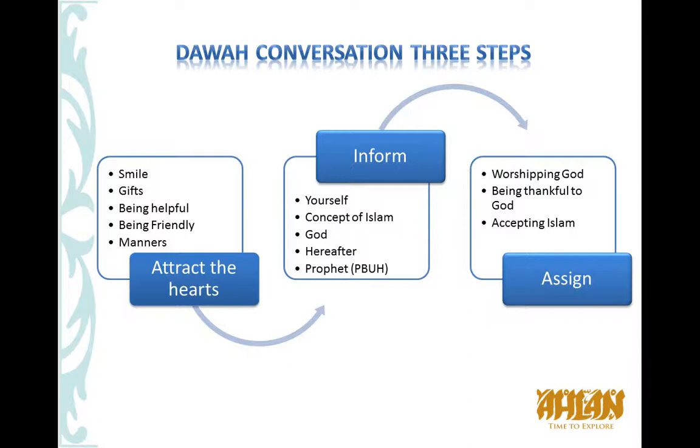These 3 steps could be used with Muslims and non-Muslims. As we said, there is da'wah to Muslims, so these 3 steps are for both. How come for Muslims? When you have a Muslim who doesn't practice Islam, or he's practicing but he doesn't make da'wah, in order to encourage him to make da'wah or practice Islam, these are the 3 steps needed: attract the hearts, inform, and then assign. We have some examples written here.